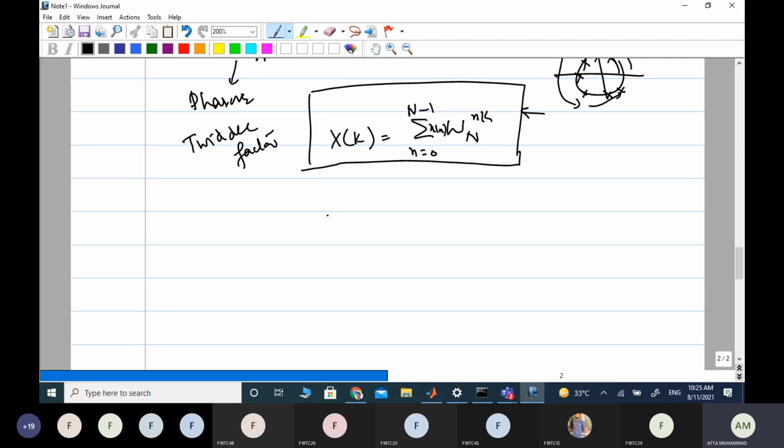And if you wish to compute the discrete time signal from the DFT, then you can use this formula: x of n is the summation k from 0 to n minus 1 of X of k times W n to the power minus n k, right?